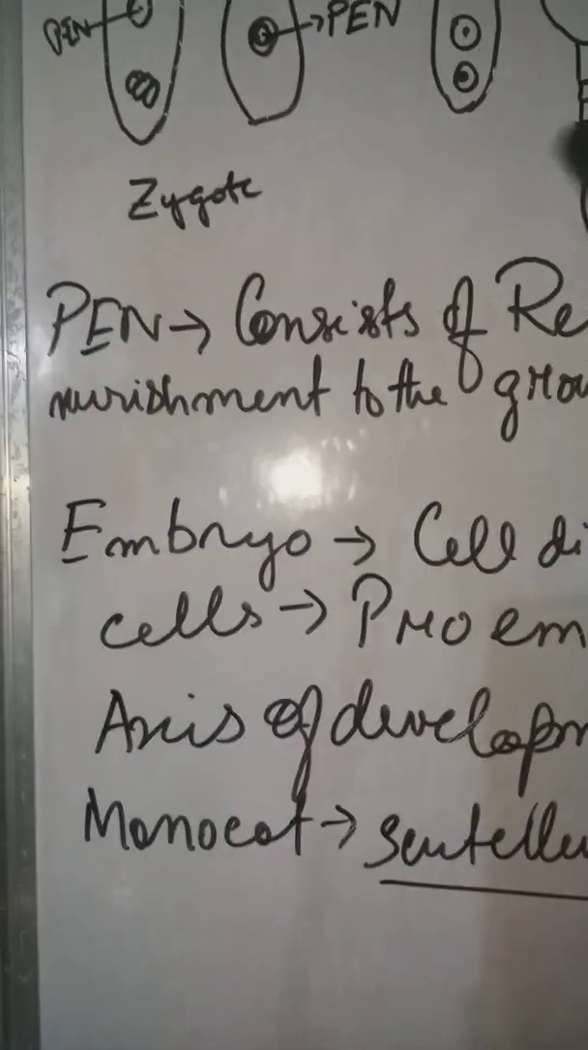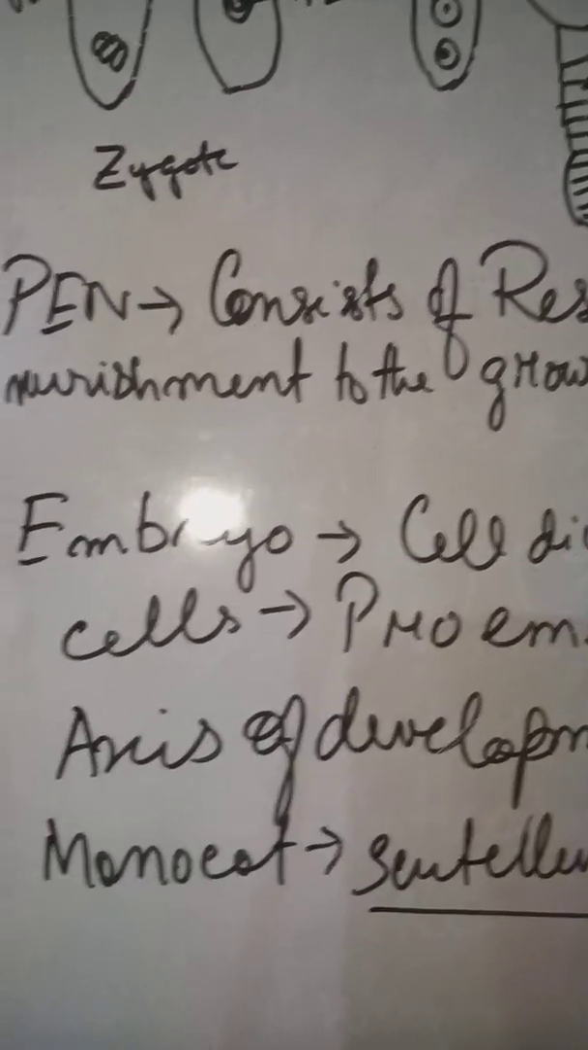Now till now we were dealing with the endosperm development. Now here you see we have the embryo development. What happened in the embryo development?